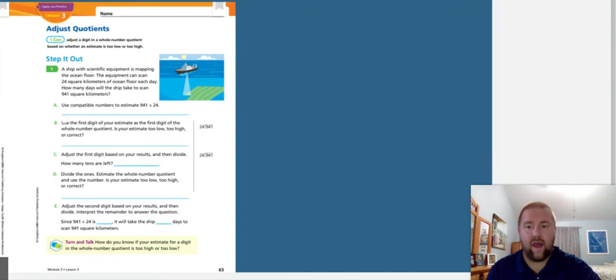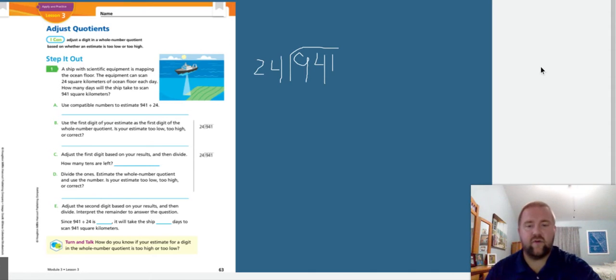So when we look at this example, it says a ship with scientific equipment is mapping the ocean floor. The equipment can scan 24 square kilometers of ocean floor each day. How many days will the ship take to scan 941 square kilometers, right? So what we're going to do is take 24 and divide that into 941. Okay, so I need to see how many times 24 can go into 94.